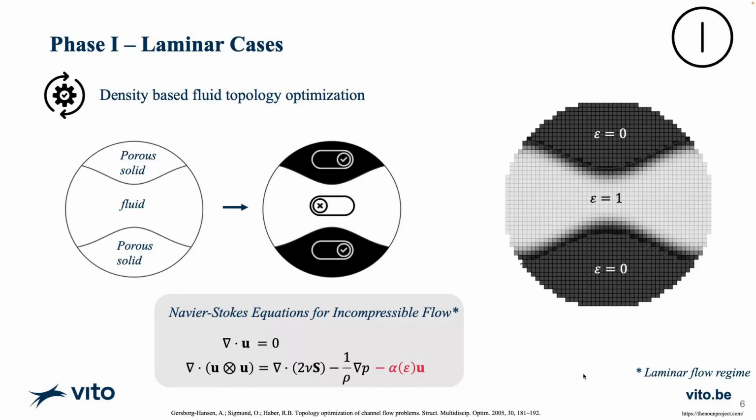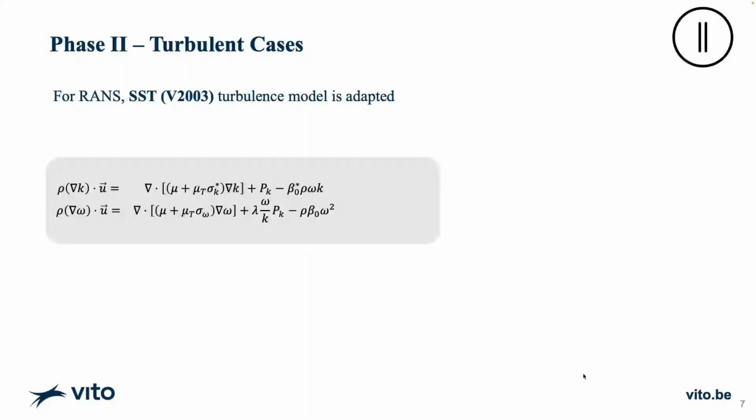In phase two, we take a step forward, having the turbulence as well. In this case, we consider the SST k-omega model. So we have a standard equation, and we do a similar type of trick. We add additional source terms to both the turbulent kinetic energy and the dissipation rate.